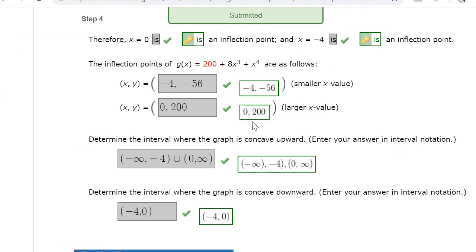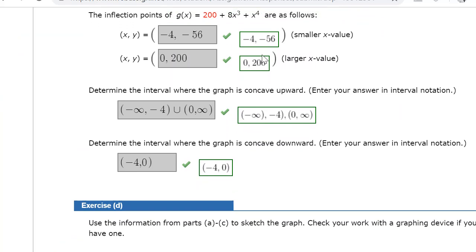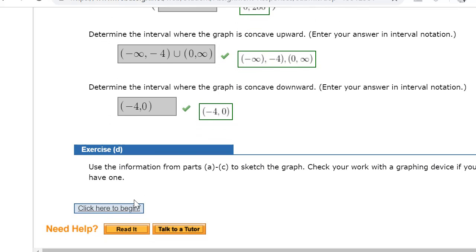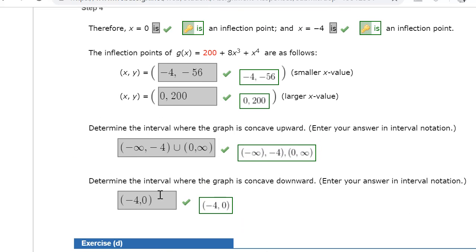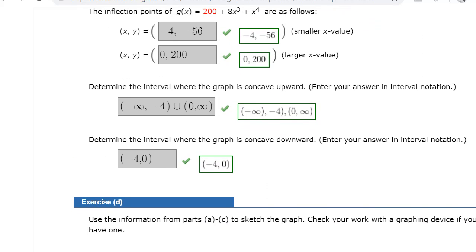We have the places where it's concave up and concave down. We even have the y values. And so they want us to sketch the graph. So check your work with a graphing device if you have one. Let's actually plug it in.